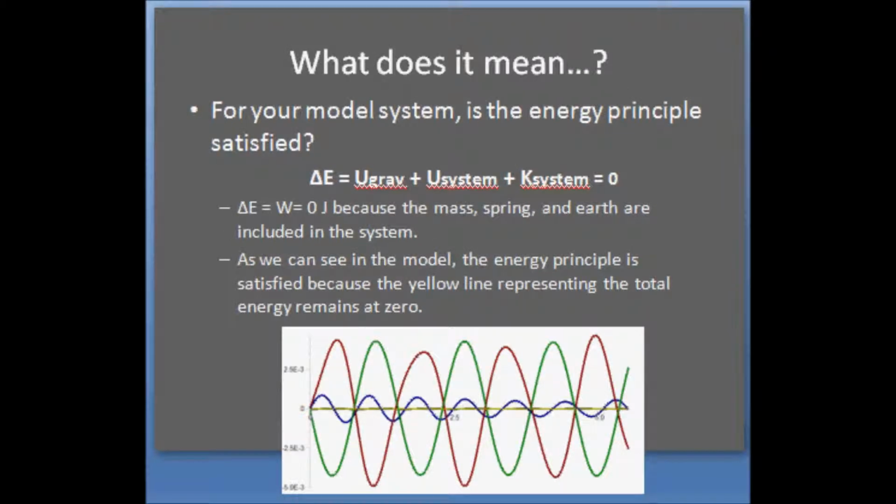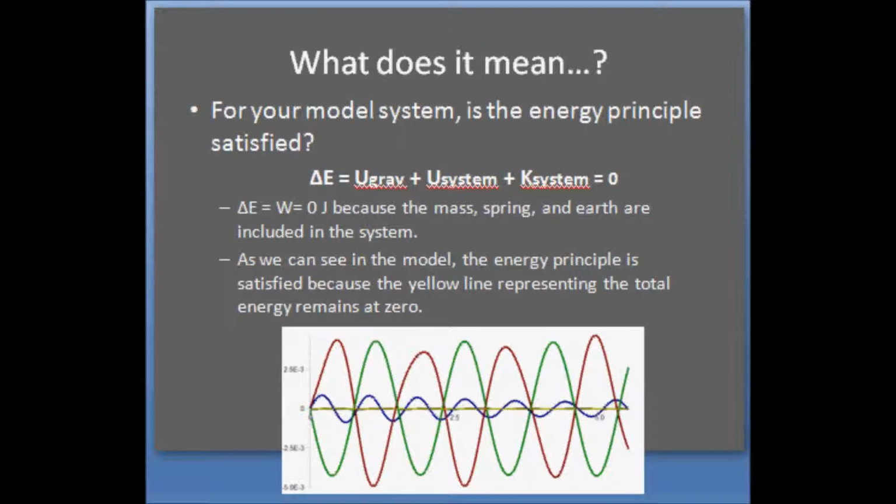For my model system, the energy principle is satisfied. The work done in the surroundings is equal to the change in energy, but there is no work being done because the mass, spring, and earth are included in the system. Therefore, the total work must be equal to 0. As you can see in the model, the energy principle is satisfied because the yellow line representing the total energy remains at 0.